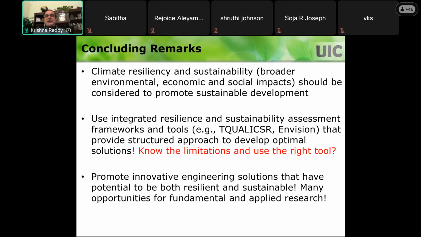And then, conventional solutions are not sustainable and resilient. That's a given. Don't argue that whatever you have been doing is resilient and sustainable. Don't make that argument. We need more innovative solutions. And a lot of times, sustainable solutions could actually cost less than conventional solutions.